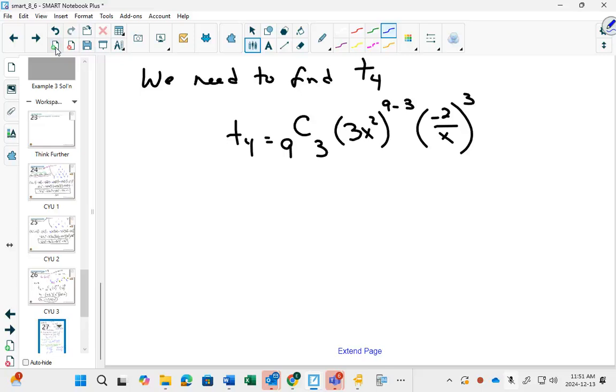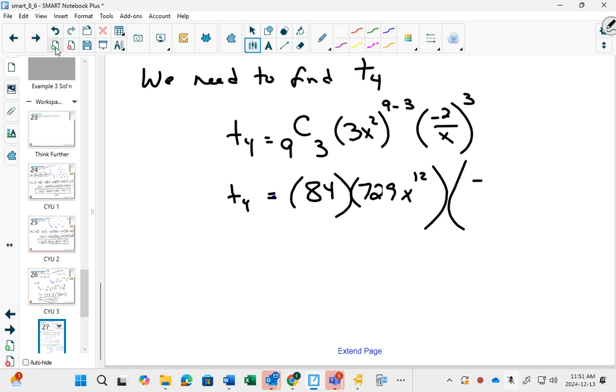Again, we have to figure out each of these things separately. So go to your calculator. 9 choose 3. Term 4 will equal... this will be 84. 3 to the 6 is 729. x squared to the 6 will give me x to the 12. Negative 2 cubed will be negative 8x cubed. Did each bracket separately.